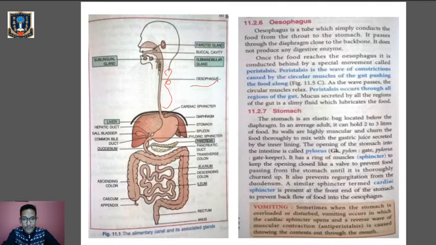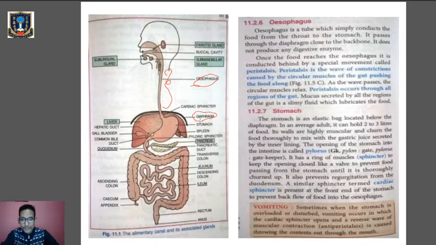It's called the oesophagus. The oesophagus is mainly a tube which will conduct the food, which will transport the food from the throat to the stomach. Clear? And it passes through the diaphragm, which is close to the backbone. Here you can see these black structures, which is called the diaphragm, that will mainly separate your gut portions and the lungs.